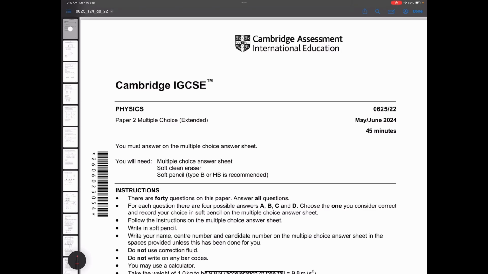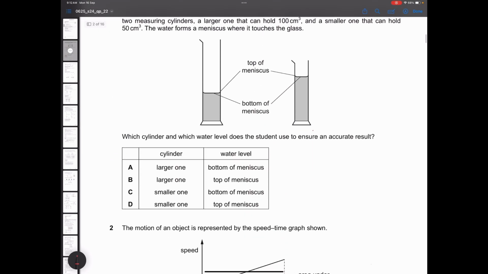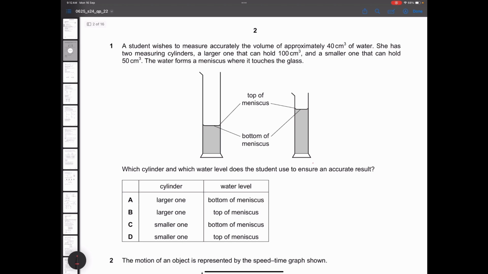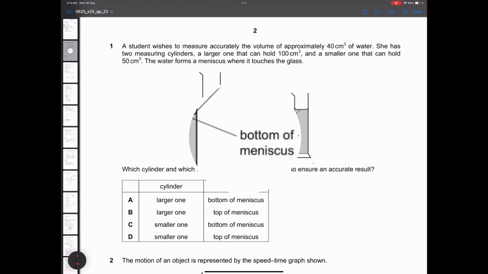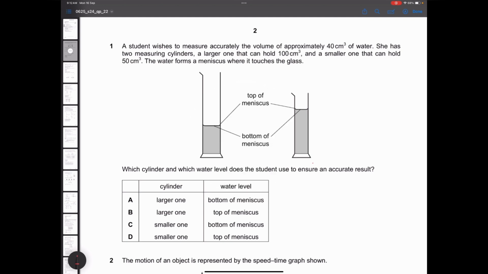The paper we are solving today is IGCSE Physics May June year 2024 and it is the MCQ paper, extended version. Alright. Now the first question mentions that a student wishes to measure accurately the volume of 40 centimeter cube of water. We have two options. We can use a cylinder of 100 centimeter cube or a smaller one that can hold up to 50 centimeter cube.